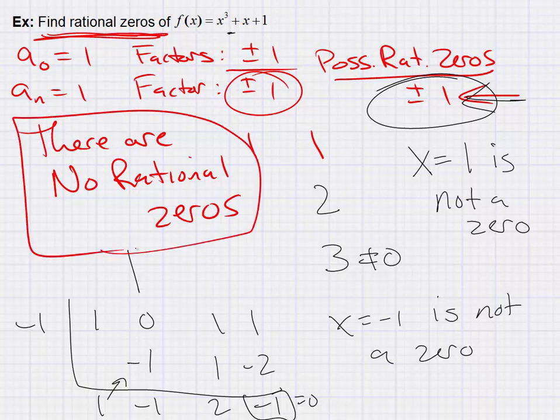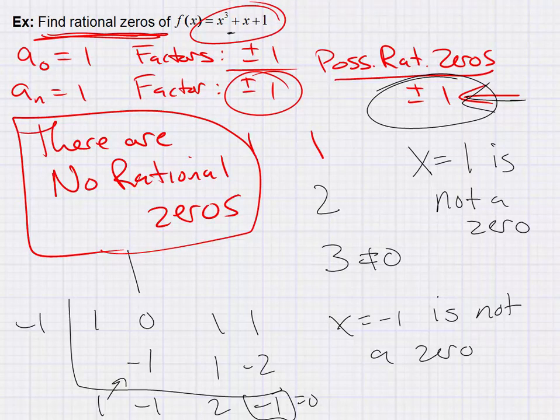Rationals are numbers that can be written as a fraction. So the only other possibility is that there's something called irrational zeros or imaginary zeros, which the irrational zeros are not going to be able to be found unless you use something like the quadratic formula. This is a cubic, so that's not going to work. And the imaginary ones we said we're ignoring.